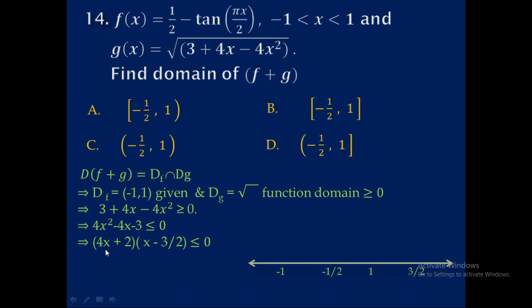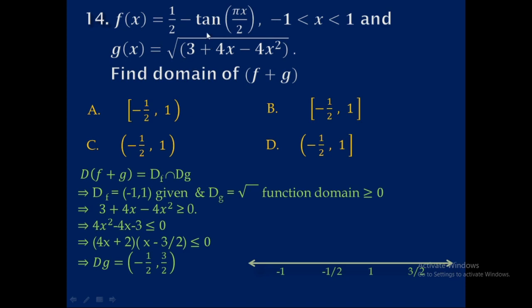Factorize, you get (4x + 2)(x - 3/2) less than or equal to 0. It means it is less than 0. Here the value of x is equal to -1/2 and the value of x is equal to 3/2. These two are the roots. Suppose it is equal to 0, the roots of this function. Here -1/2 is less than 3/2.